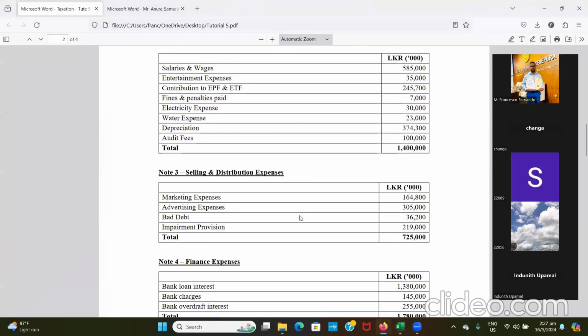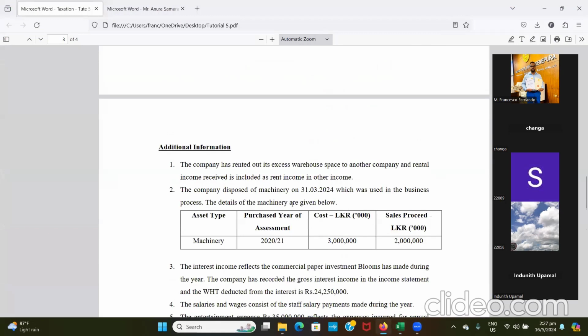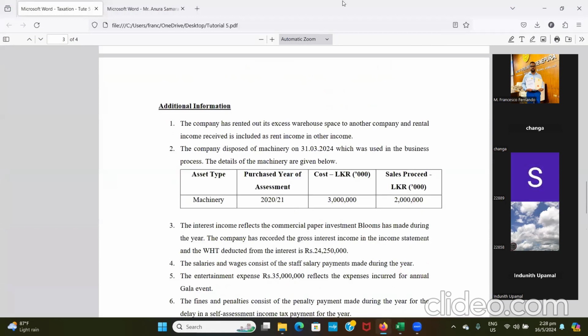Then if we move to the second one, they have given some disposal assets, right? The cost, sale proceeds, and the year of purchase. A thing you must remember in accounting: for acquisitions, we consider full depreciation for that year. But for the disposal, we are not considering depreciation for the year of disposal. For the year of acquisition, we consider depreciation for the full year.